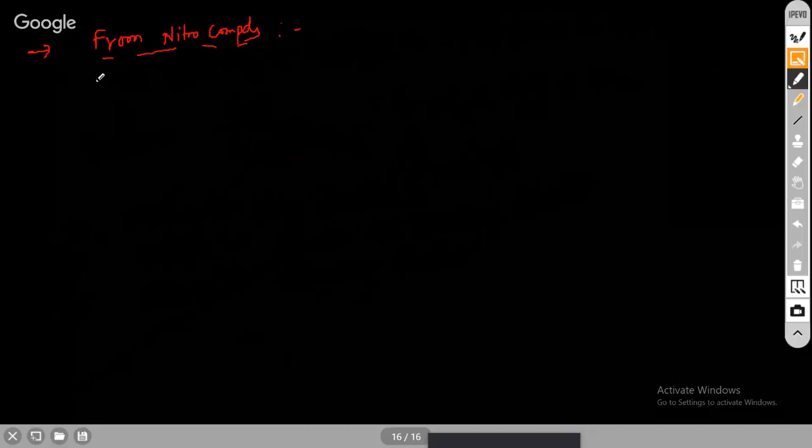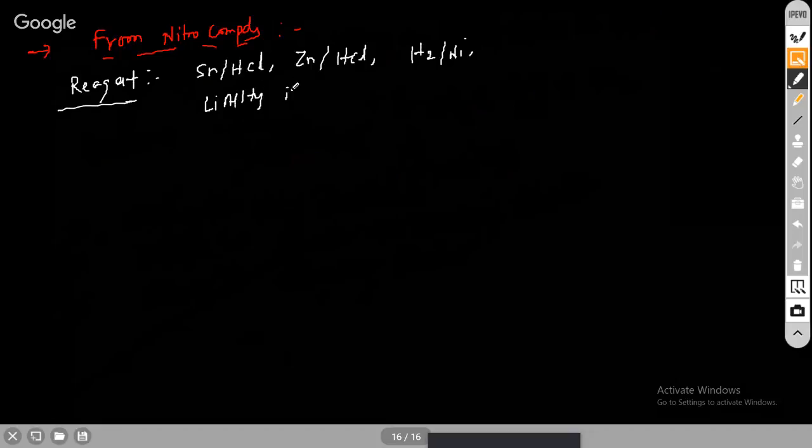Okay. Reagents used for reduction: there are many reagents, so those reagents you write down. For reduction purpose, we can use various reagents like Sn/HCl. We can also use Zn/HCl. H2/nickel we can use. We can use LiAlH4 in dry ether. That is it. Okay, these are the reagents we can use.